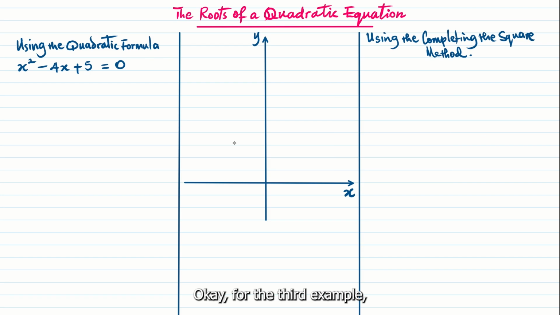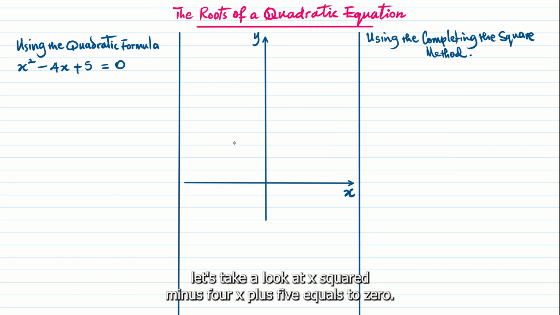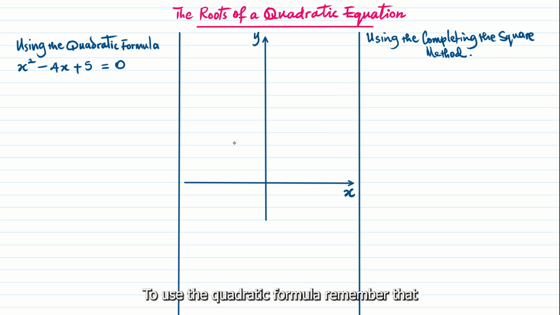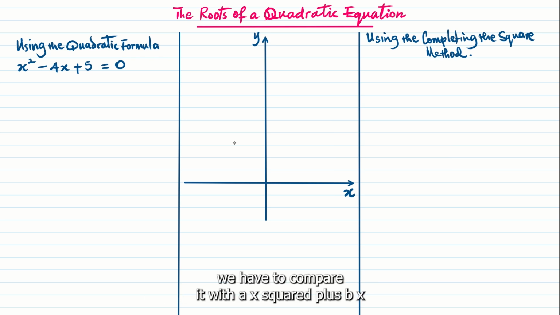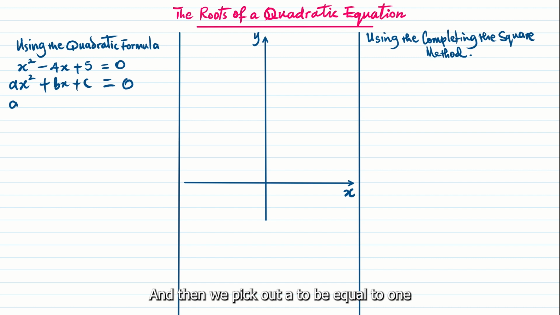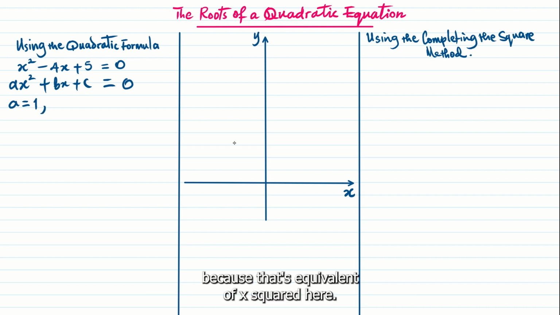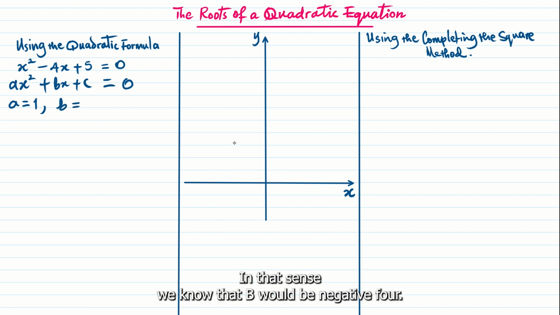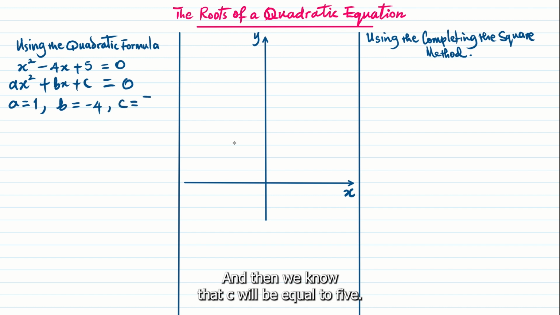Okay, for the third example, let's take a look at x squared minus 4x plus 5 equals 0. To use the quadratic formula, remember that we have to compare it with ax squared plus bx plus c equal to 0. And then we pick out a to be equal to 1 because that's the coefficient of x squared here. So if you compare with this one, you see that a is 1. All right. In that sense, we know that b will be negative 4. We can see it here. And then we know that c will be equal to 5.